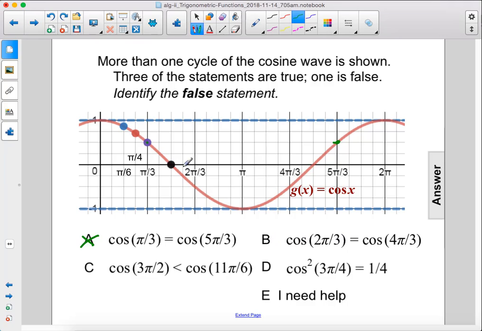Cosine 2 pi over 3, so that's this negative half here, equals cosine of 4 pi over 3, which is also at negative half. Therefore, this is true.